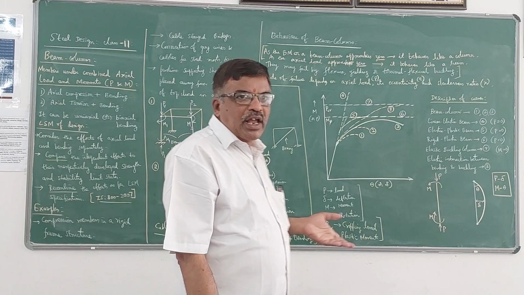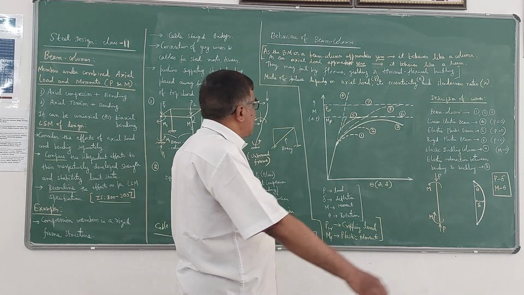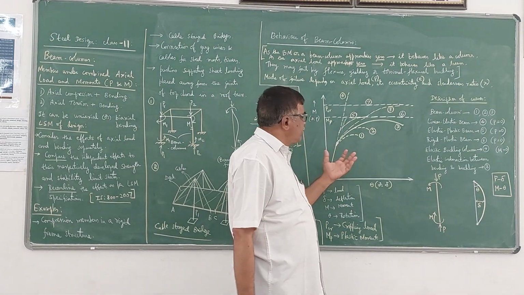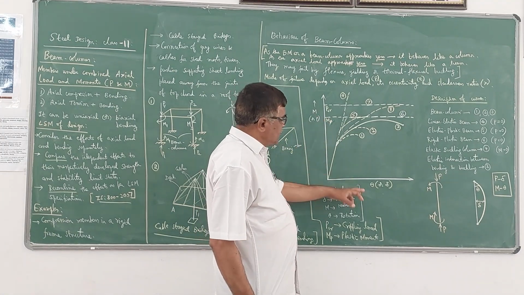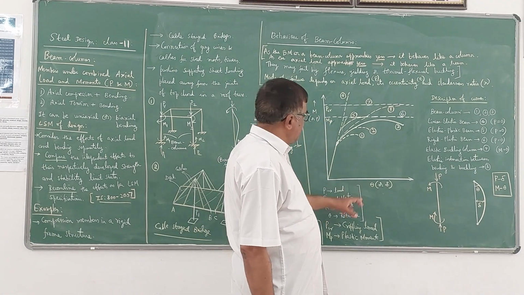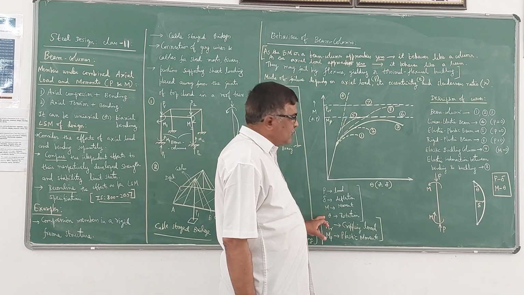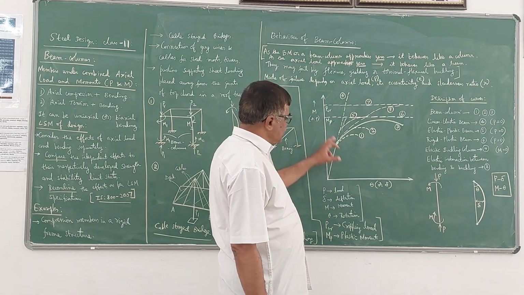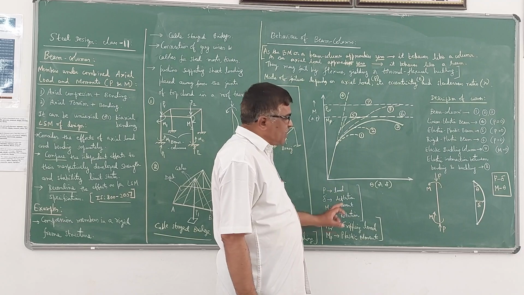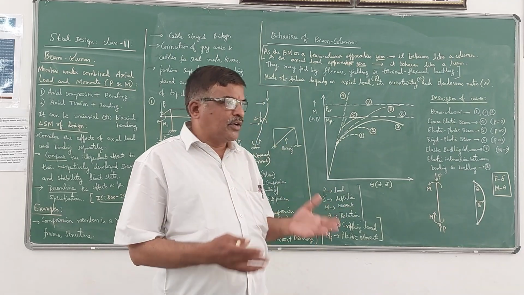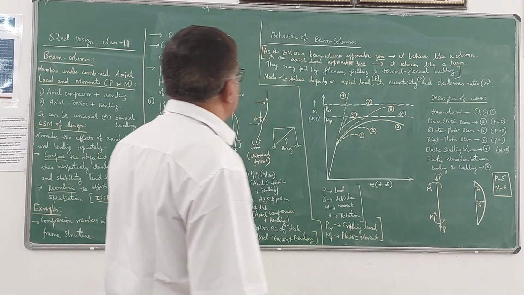Now to understand the behavior of beam columns, we can plot M versus theta, that is the moment rotation curve, or P versus delta, that is the load deflection curve. So you can plot either one and understand the behavior.